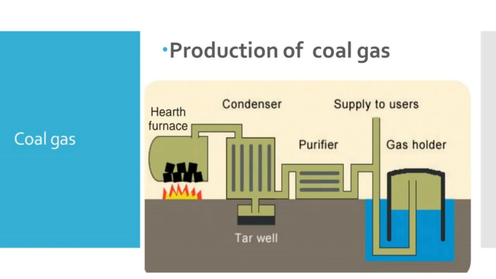Coal gas. It is a mixture of gases like hydrogen, methane, and carbon monoxide obtained by the destructive distillation of coal. Heating coal in the absence of air is called destructive distillation. It is used in heating open hearth furnace in manufacture of steel. It is also used as a reducing agent in certain metallurgical operations.